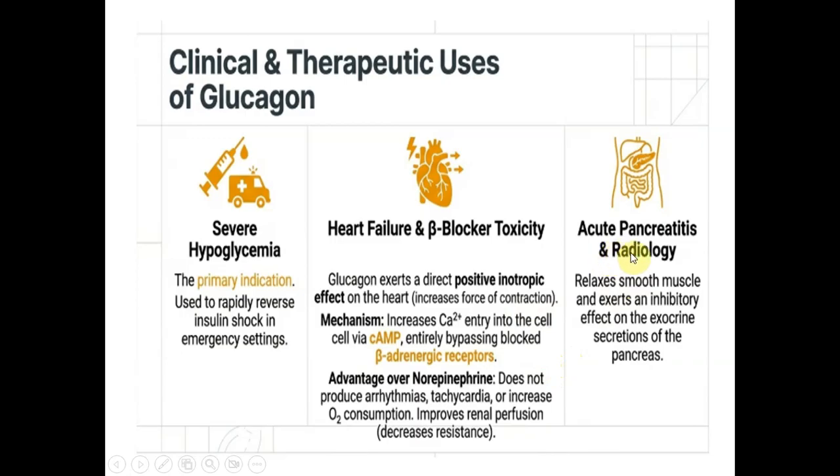It is also used in acute pancreatitis and in radiological procedures, as it relaxes the smooth muscle and exerts an inhibitory effect on the exocrine secretion of the pancreas. So basically, glucagon is the catabolic driver, and it is produced by alpha cells to prevent hypoglycemia, and it acts on the liver and the fat, but never on the muscles. And somatostatin is the paracrine protector that keeps the entire system from overshooting. Understand these pathways, and you will understand the foundation of metabolic medicine.